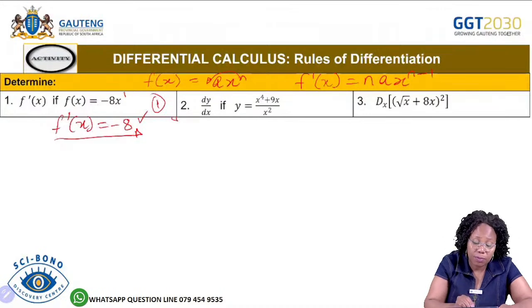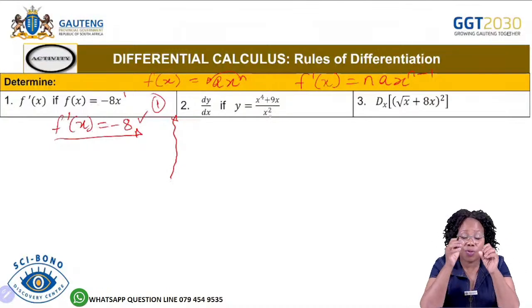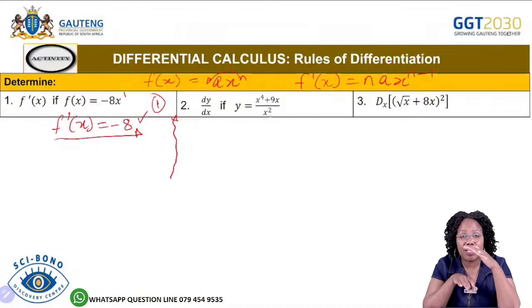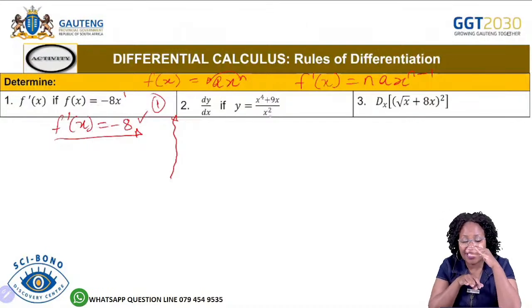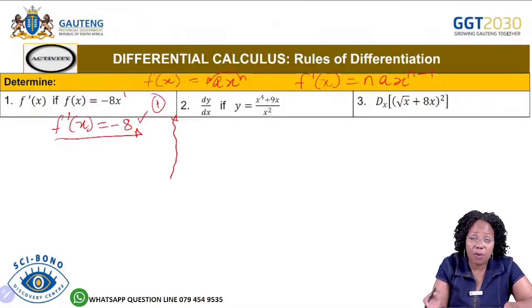Okay, move to number 2. With number 2 now, remember when you are deriving, you need to ensure that you do not have a variable on the denominator. No letters on the denominator, grade 12. So now we are going to remove this x and take it up. Remember how we're going to do that.